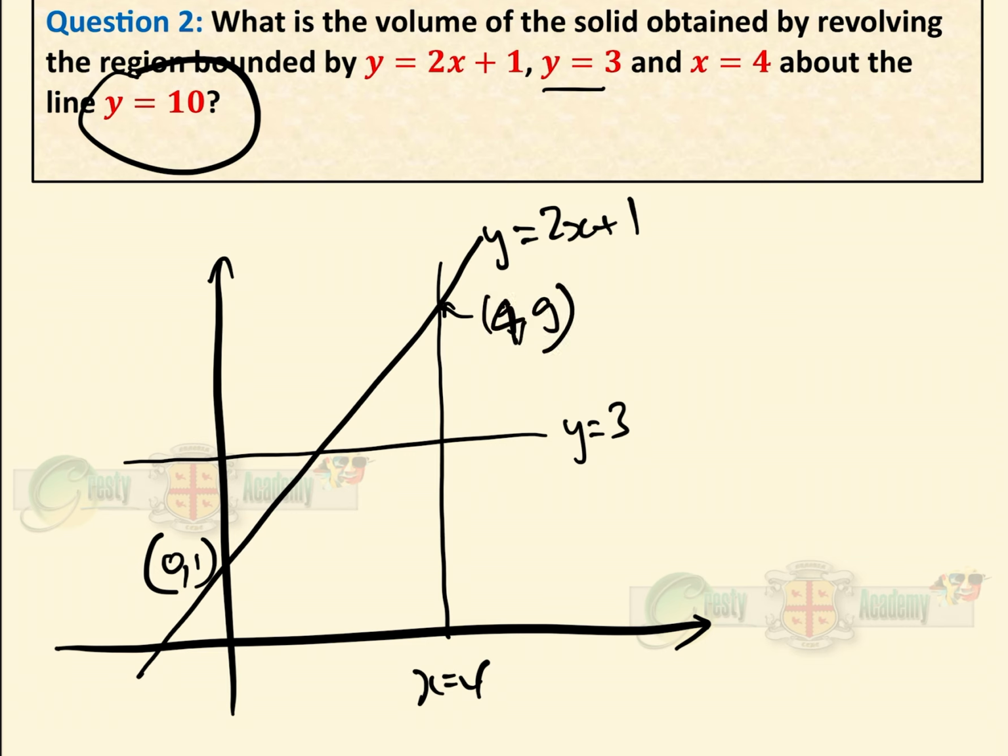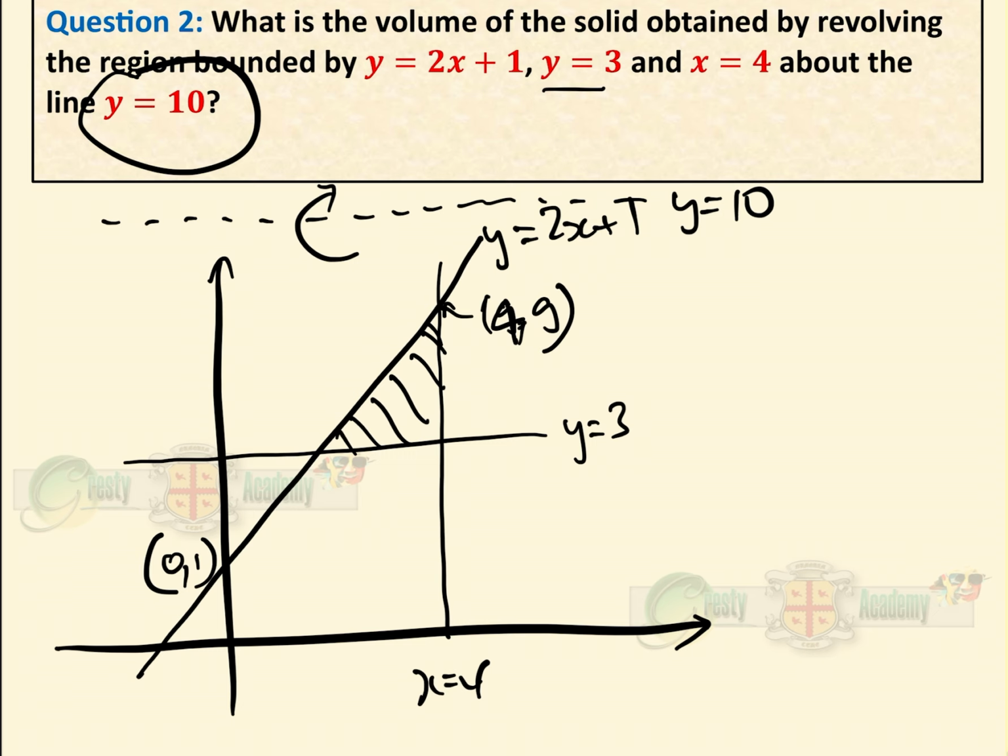That point there is (4, 9), and we are revolving around the line y equals 10. So we're going to revolve it around this line here, y equals 10. So we are revolving this around that. Okay, so basically with the cylindrical shells method, this is actually quite simple.